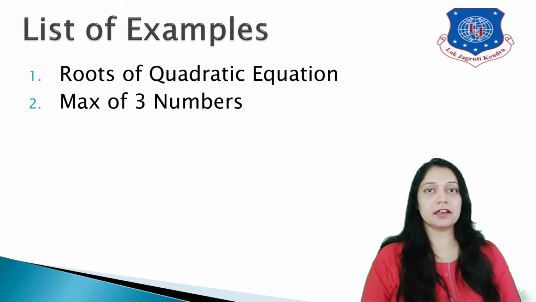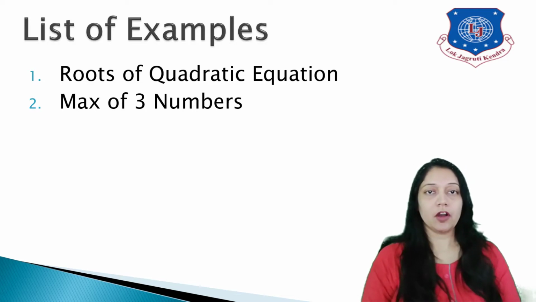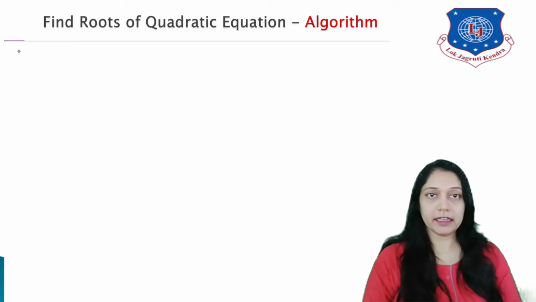Today we'll be discussing a few examples of writing flowcharts and drawing algorithms. The first one is finding the roots of a quadratic equation and the second one is the maximum of 3 numbers. So let's start with the first one, that is roots of a quadratic equation.